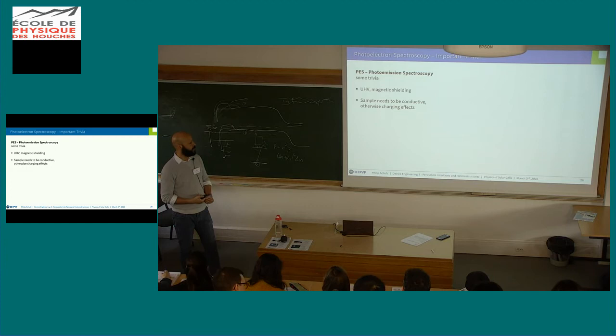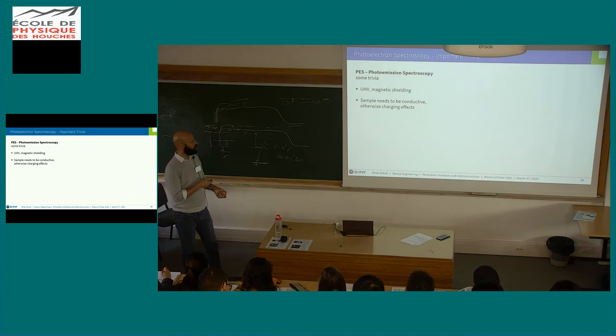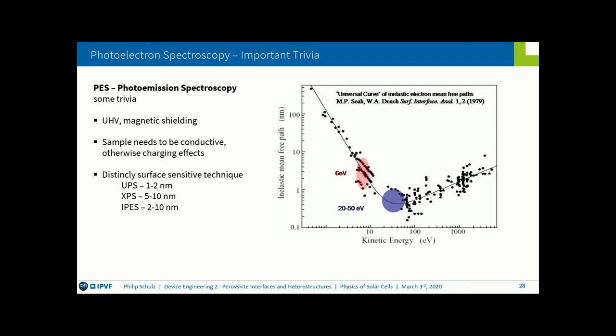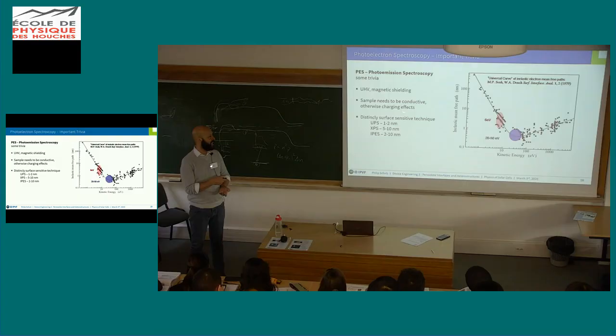So there are air photoemission setups, but the reliability is, let's say, limited. You need magnetic shielding in order to prevent electrons from being deflected and therefore forced on a trajectory that is giving a faulty signal readout in your detector, particularly difficult for low energy electrons that can be deflected by stray fields more easily. Samples need to be conductive, otherwise you have charging. And then, and this is key, it's a distinctively surface sensitive technique.